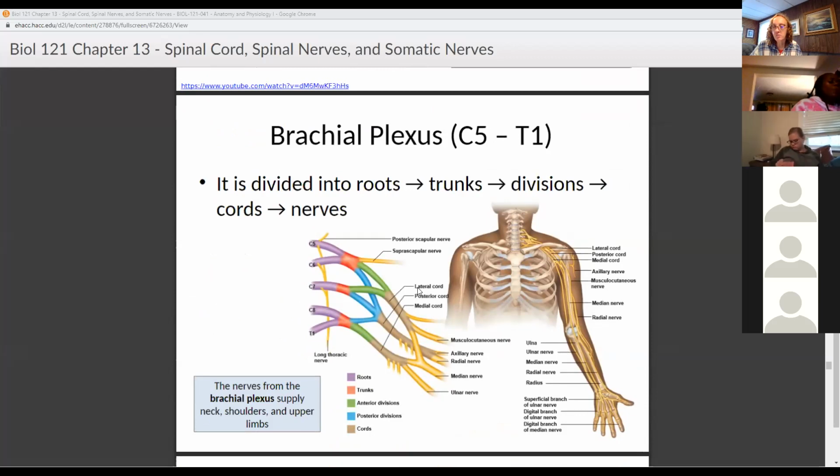The brachial plexus, coming off C5 to T1, is divided into roots, and then trunks, divisions, nerves, and cords. The major nerves coming off are the musculocutaneous nerve, the median nerve, the ulnar nerve, the radial nerve, and the axillary nerve.